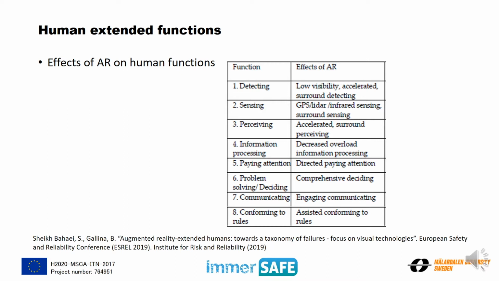By using these new technologies, humans can be extended, or the functions can be extended. For example, the detecting function in humans can be extended as surround detecting. It means that a human, while using augmented reality, will have an extended capability, and this person can detect the surrounding environment of the car. So this is a new function of this human, and it will introduce new kinds of failures that should be considered while doing dependability analysis.